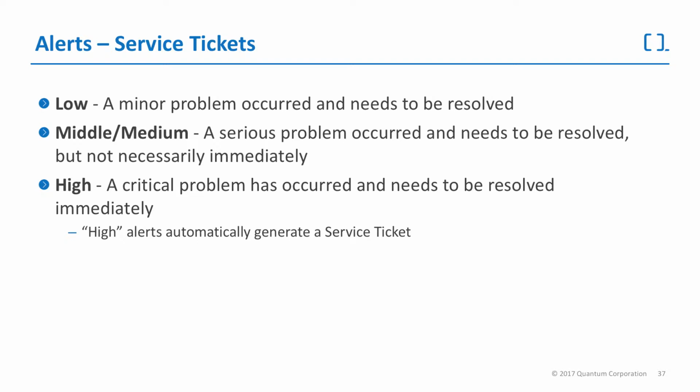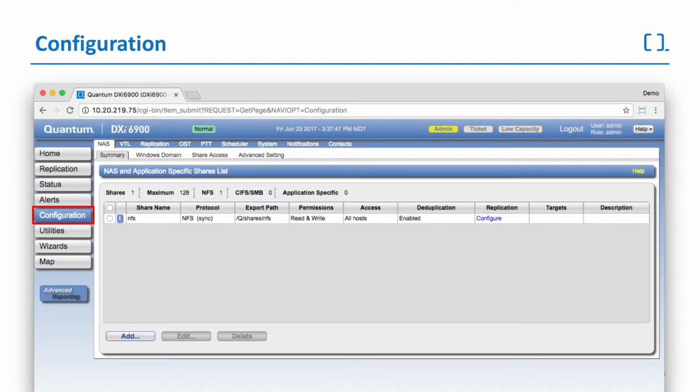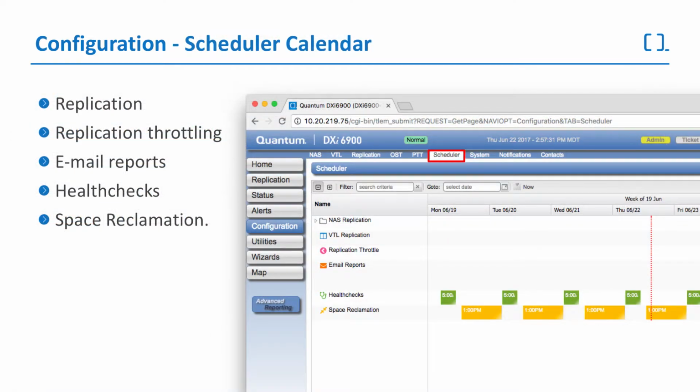Again, you can also configure your system to email you notifications when alerts and tickets occur, which we will cover shortly. While the configuration of each DXi is unique to your particular deployment, let's cover a couple of areas under this menu item. To automate and simplify tasks performed by your DXi, you can just schedule them to occur at set times and dates. Tasks such as replication, replication throttling, emailed reports, system health checks, and space reclamation can be scheduled. Users specify when an event should occur, with the DXi automatically performing the task at the scheduled time.